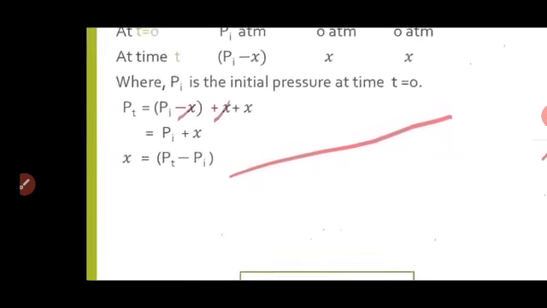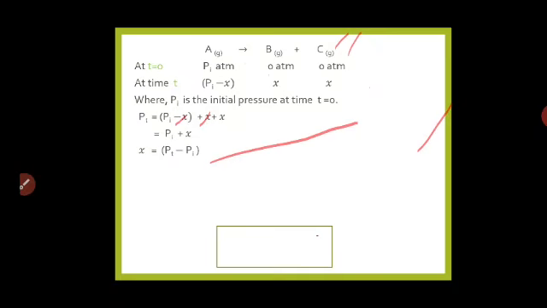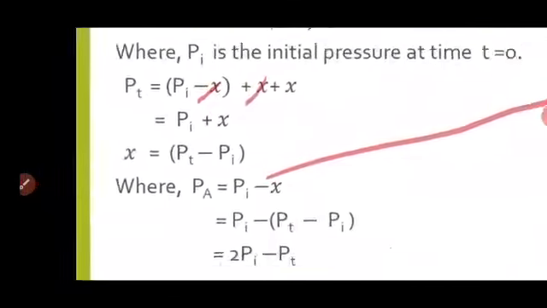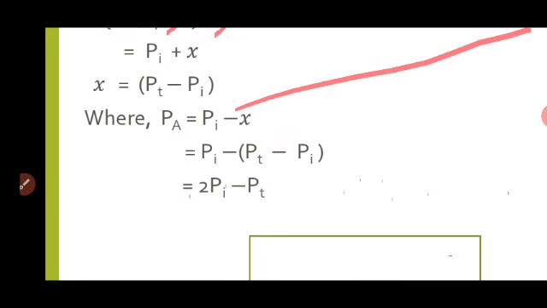Then Pa, the individual pressure of reactant A, is given as Pi minus X. Substituting the value of X, that is Pi minus (Pt minus Pi). So this minus and this minus become plus. Pi plus Pi becomes 2 Pi, and this is Pt. So 2 Pi minus Pt is the individual pressure of reactant A.